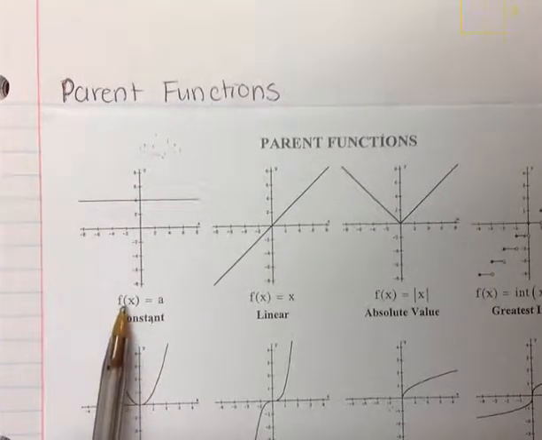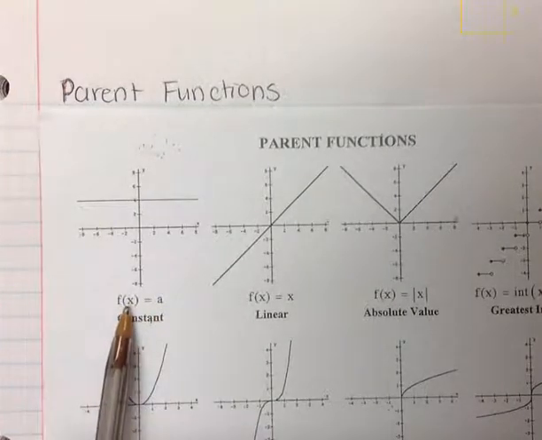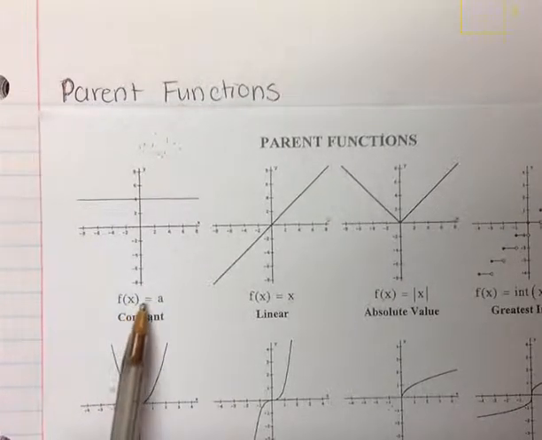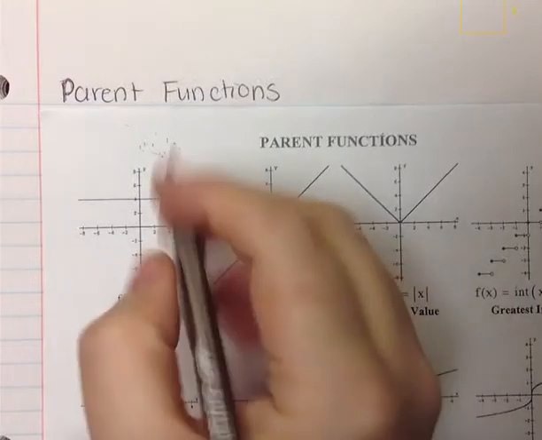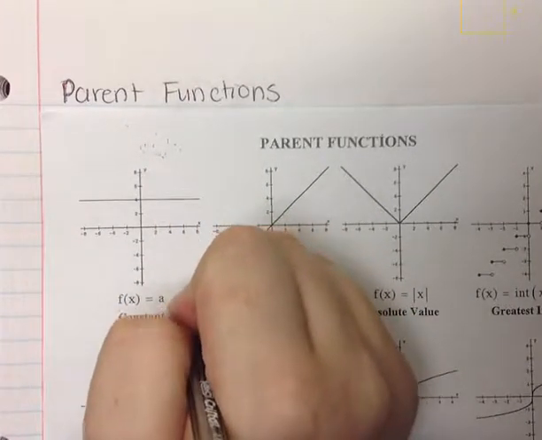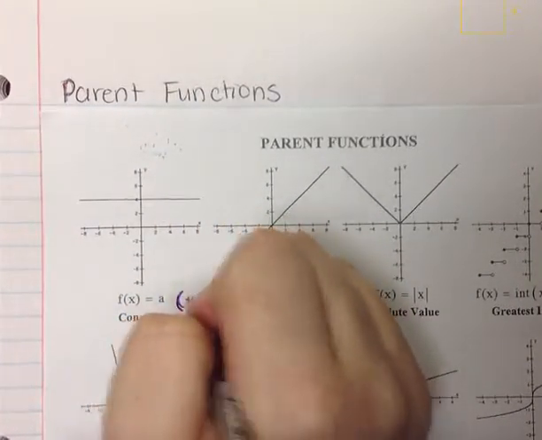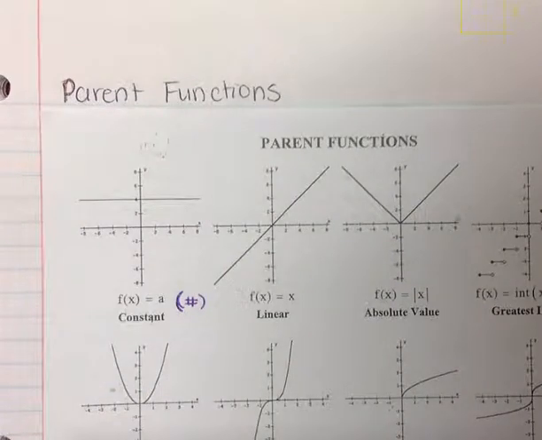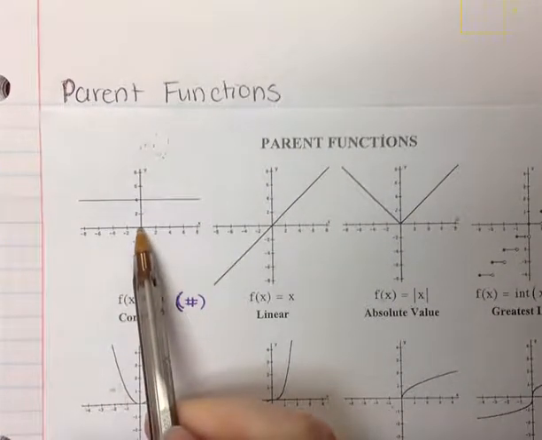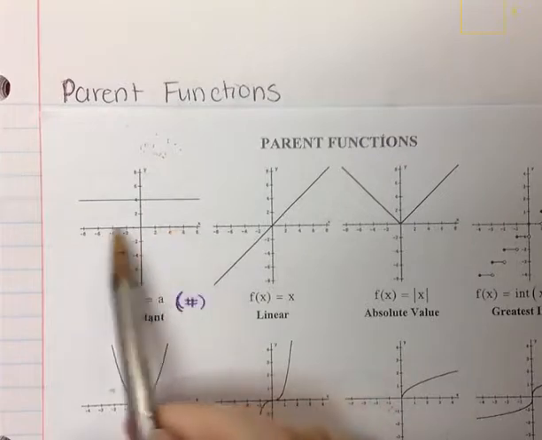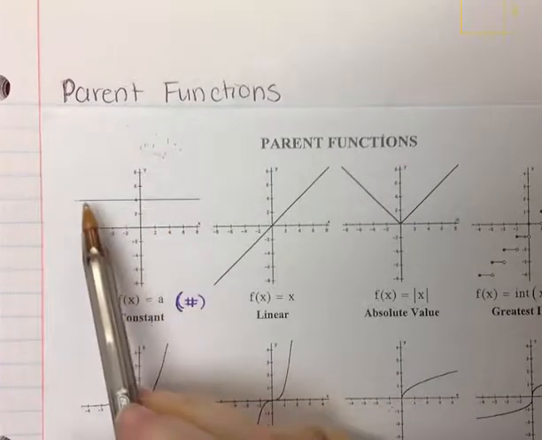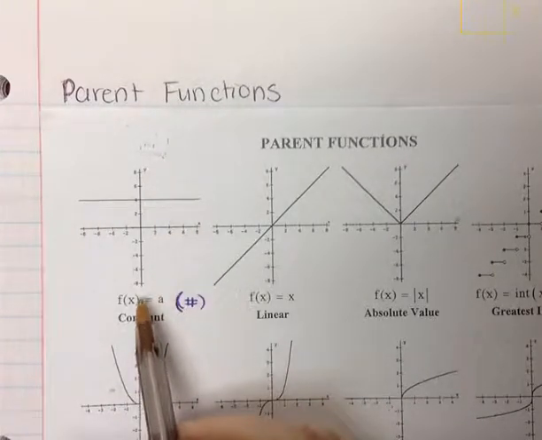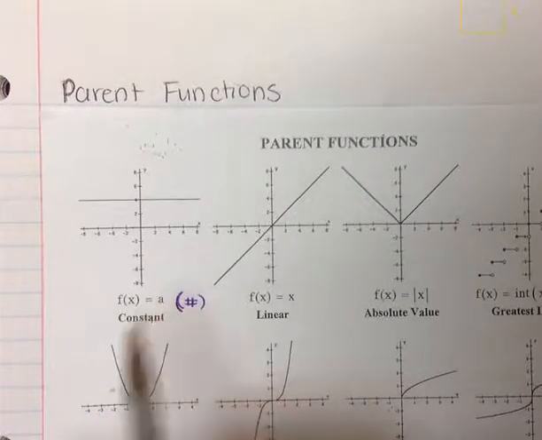The constant f of x equals a, this really stands for y equals, but for f of x equals a, constant is just a number. This graph here does not necessarily have to go through 0, 0, because y equals a number does not have to go through 0. This is still a function, and it will just be y equals a number.